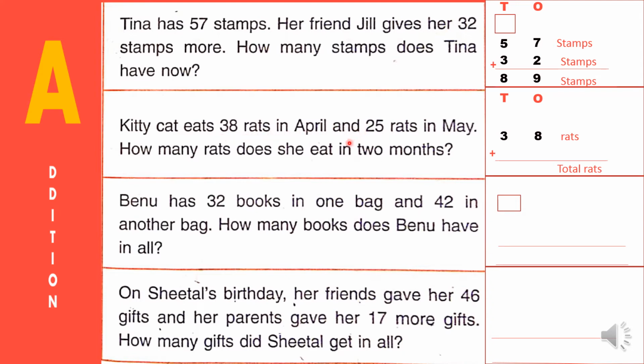Next we have to write the addition symbol like this. Next, how many rats does kitty cat eat in the May month? 25 rats. You have to write like this first: tens, ones, then 38 rats in April, 25 rats in May. So how many rats does she eat in 2 months? We have to find the answer. So we should add these numbers.